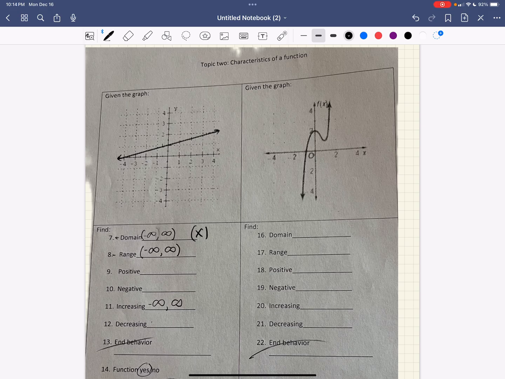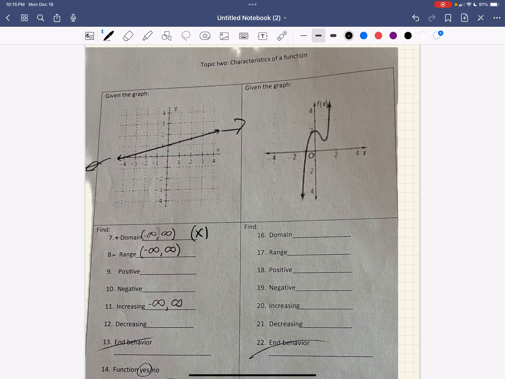And I can see that I can input x all the way back here, right? All the way back, or all the way forward, as much as I want. Like I can input 27, right? Even though I can't see it on my graph right now, I know that 27 is somewhere in my function. Okay, same thing with range.